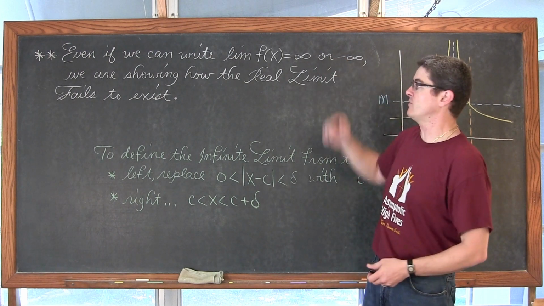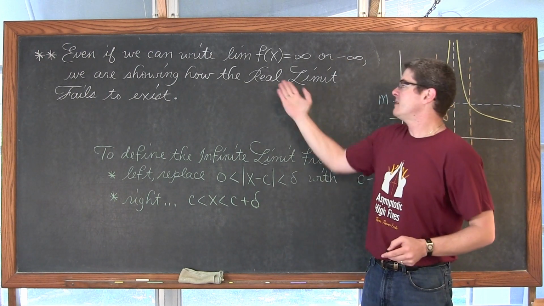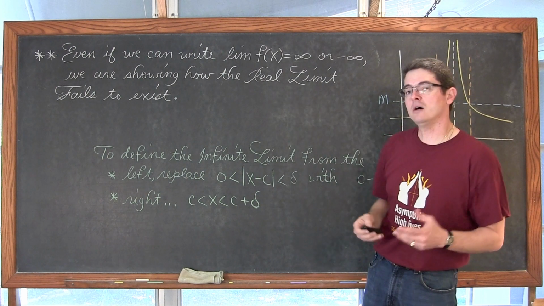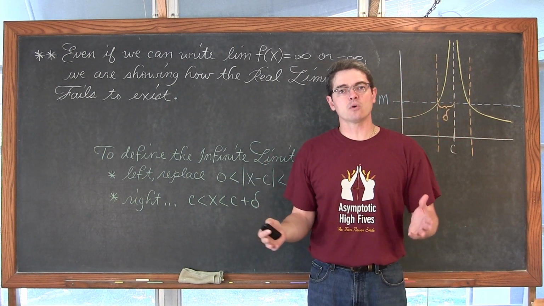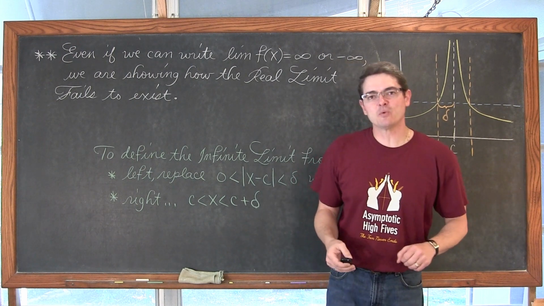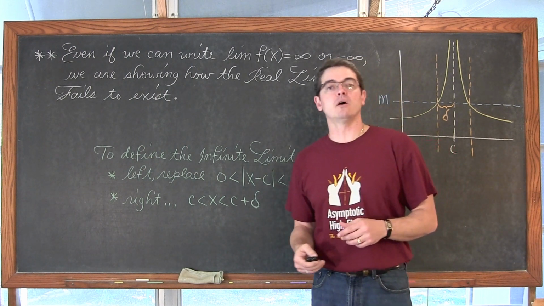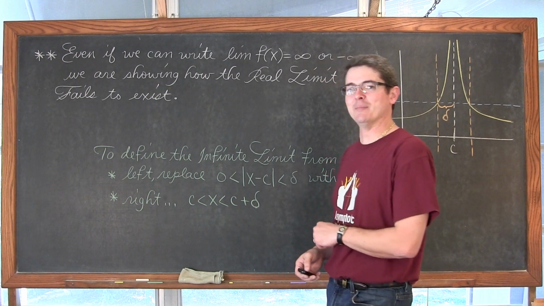It is either positive or negative infinity, but we're really saying that there is no real limit. Or, again, we will also be saying, of course, like I just said, that the infinite limits will fail to exist if the left and right are not the same, just like with real limits.